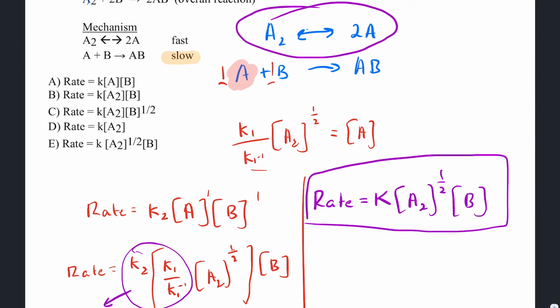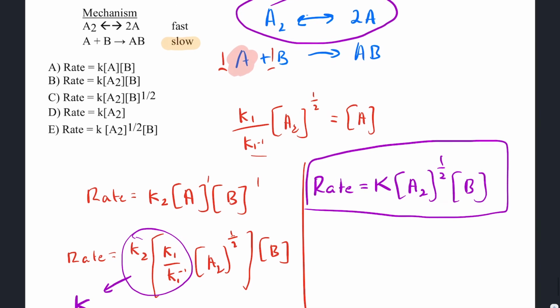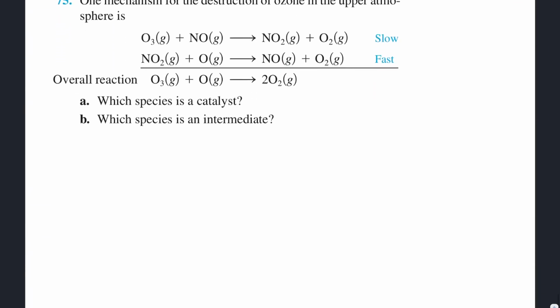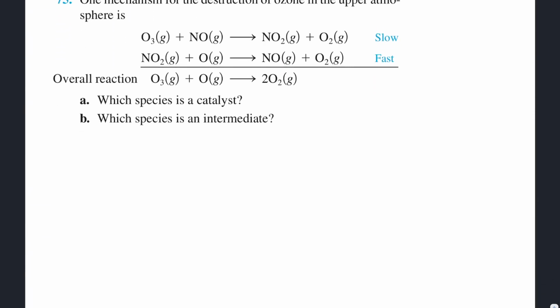So let's do one more and we'll cap off the kinetics chapter. This is going to be number 75. The mechanism for the destruction of ozone in the upper atmosphere is given by these two elementary reactions we see here. Okay, now which species is a catalyst? And which species is an intermediate?